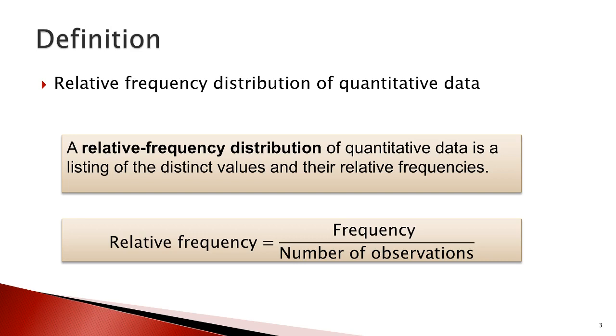Let's move to the definition. A relative frequency distribution of quantitative data is a listing of the distinct values and their relative frequencies. This is the formula that we use to calculate the relative frequency. The relative frequency equals the frequency divided by the number of observations.